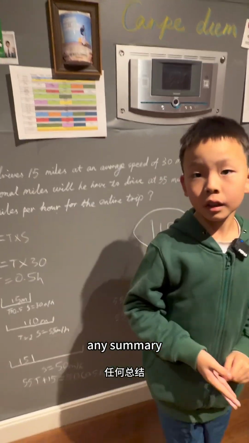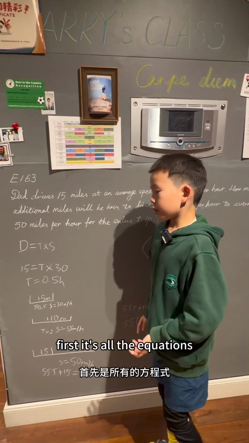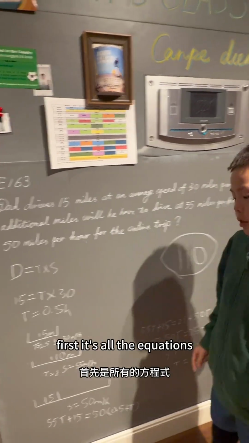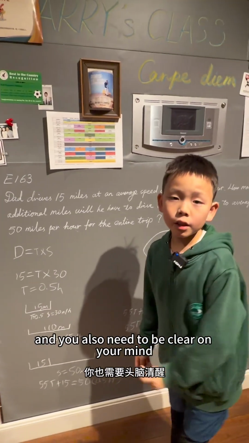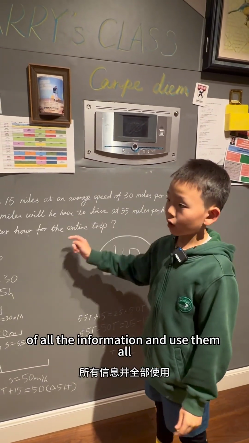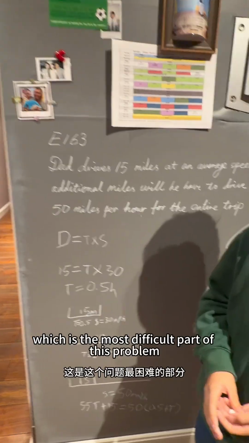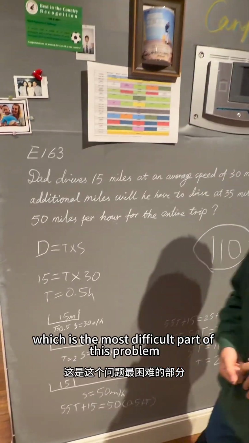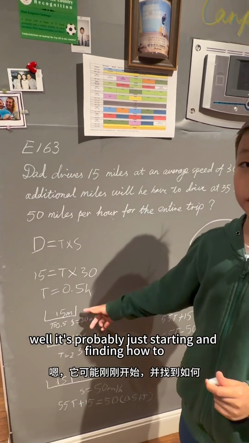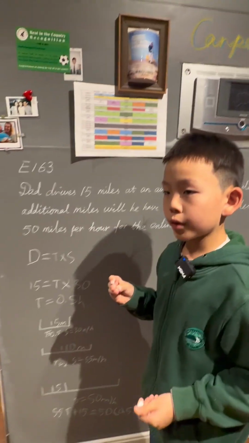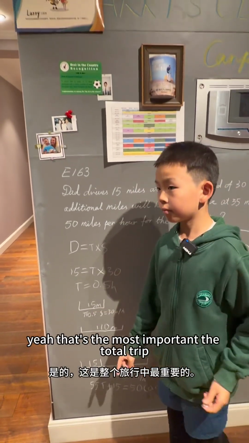Any summary? So this problem requires, first, all the equations; it also needs the diagram; and you also need to be clear in your mind about all the information and use it all. Which is the most difficult part of this problem? Well, it's probably just starting and figuring out how to make the equation. Which equation? Can you point it out? The last one. That's the most important: the total trip.